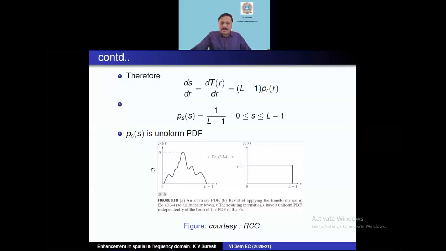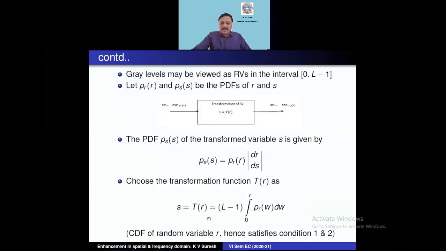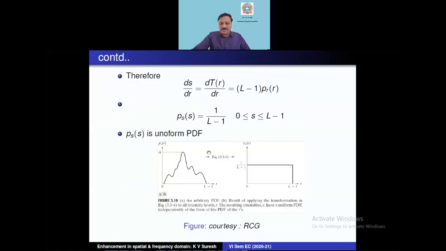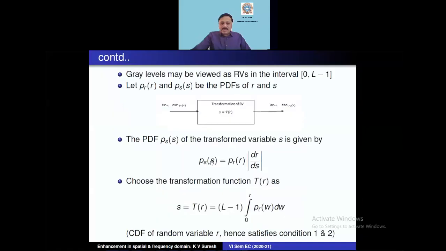So any arbitrary PDF can be converted into uniform PDF by taking the transformation to be the CDF of the input random variable. Okay, so please remember this step because we need to solve a problem on this now. I think all of you know how to calculate the CDF of a random variable, so we will just make use of that. So this is the observation. So I need to now choose the input PDF, the transformation function to be the CDF.